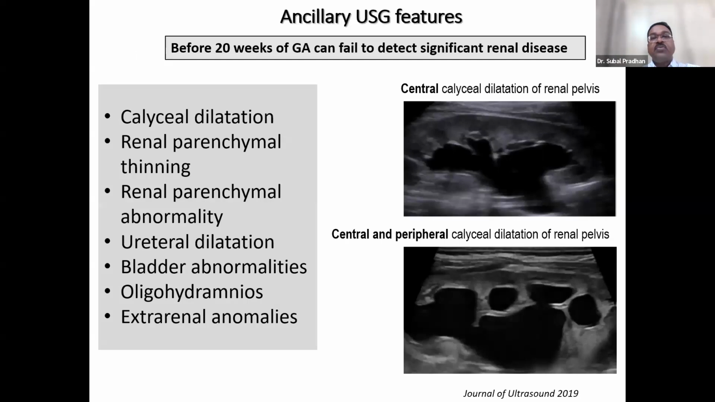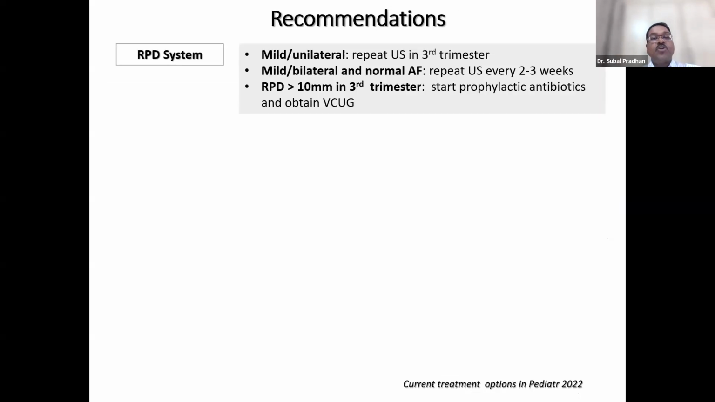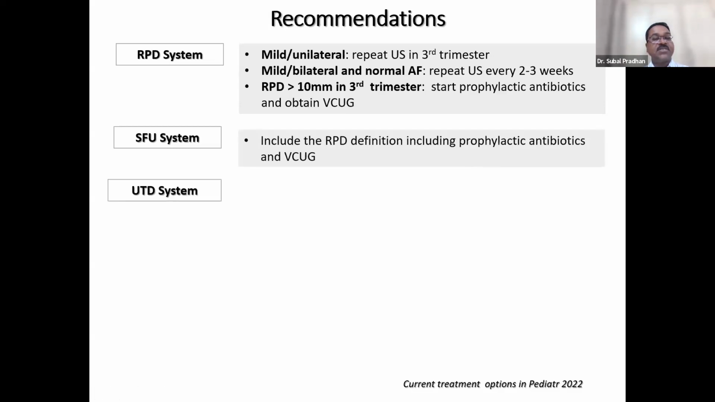So when to repeat the ultrasonography? Again, this is controversial and debatable. The different systems have different recommendations. The RPD system recommends that if there is mild unilateral hydronephrosis, it should be repeated during the third trimester. If there is mild bilateral hydronephrosis, it should be repeated every 2 to 3 weeks. If the RPD dimension is more than 10 millimeters in the third trimester, prophylaxis should be started. The SFU system has similar recommendations, and the UTD system has already been discussed by Dr. Sobha.